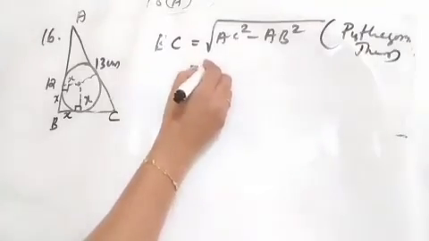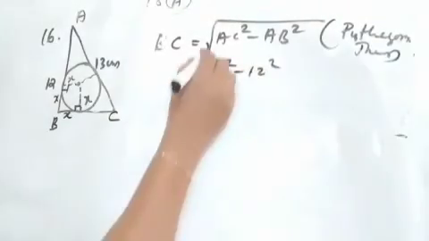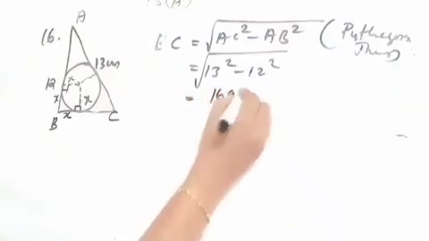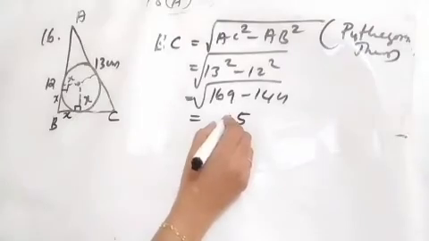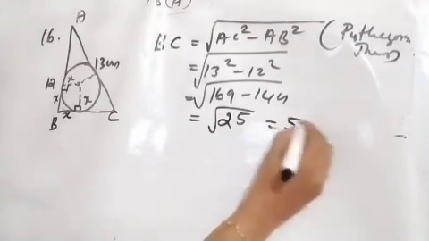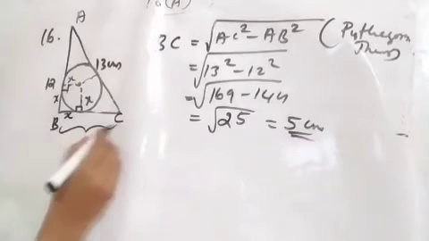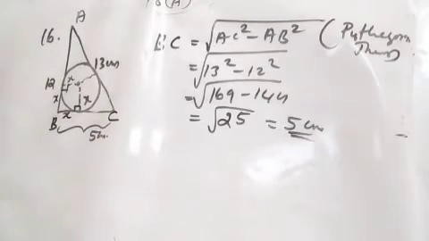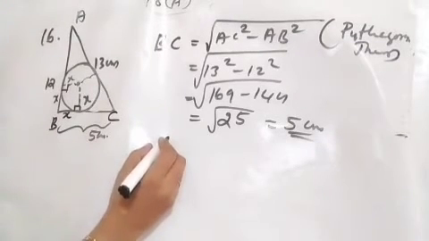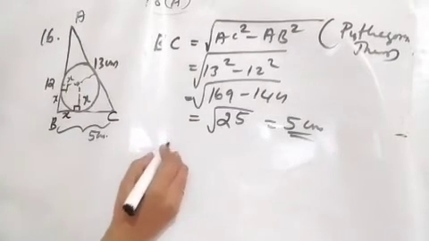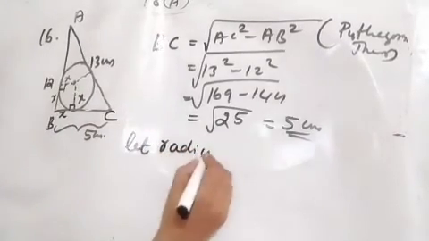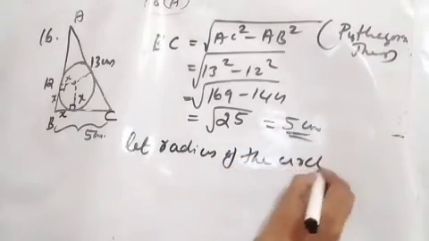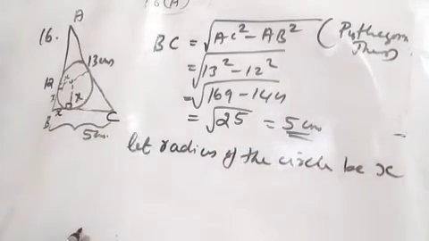Calculate the value of BC, that is 13 square minus 12 square, that's equal to 25. Square root of 25 is 5 centimeters. So the total length is 5 centimeters. So we have to find the radius of the inscribed circle, not the circumradius. Let the radius of the circle be x centimeter.